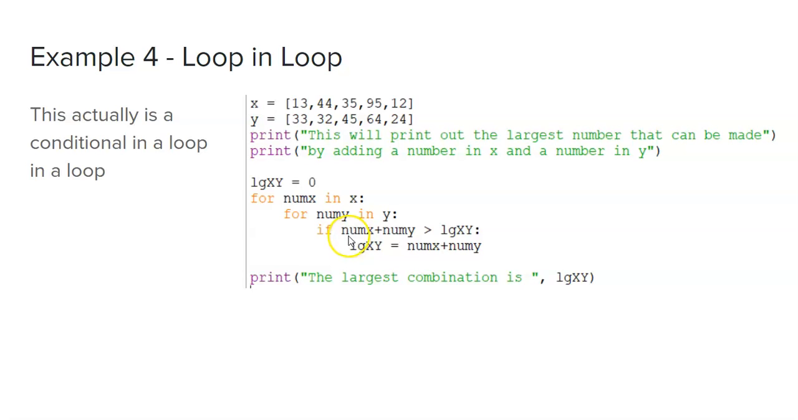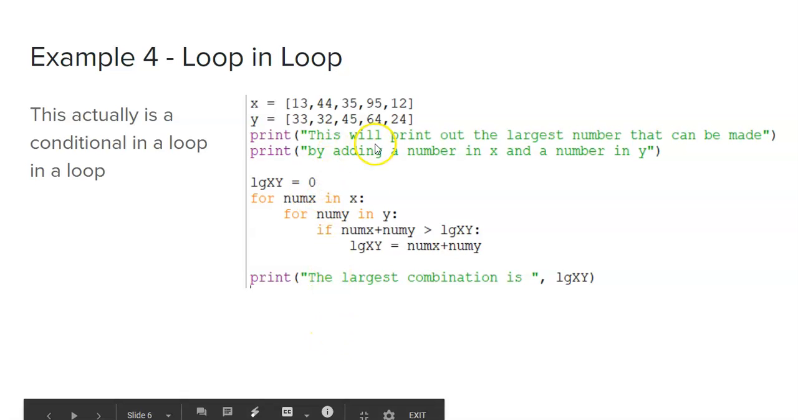And each time, it's going to see if the two numbers added together are larger than the previous largest numbers added together. So when it gets 46, these two added together, then it's going to check this, which is going to be 45. It's going to say, are these two numbers bigger than 46? No, they're not. How about these two? Well, yes, they are. So I will replace lgxy with that new total. And so in the end, it's going to print out the largest possible combination. So this is a conditional within a loop within a loop.